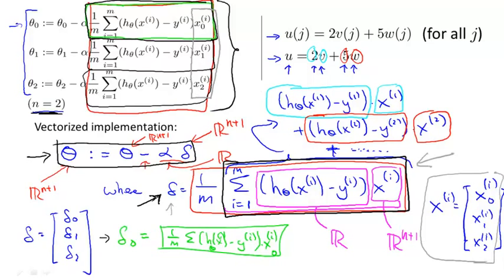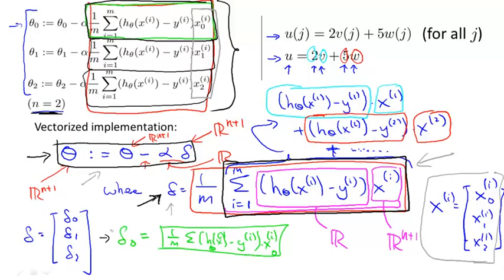So I hope this step makes sense, and do look at the video and see if you can understand it. In case you don't quite understand the equivalence of this math, if you implement it this way, it turns out to be the right answer anyway. So even if you didn't quite understand the equivalence, if you just implement it this way, you'll be able to get linear regression to work. But if you can figure out why these 2 steps are equivalent, then hopefully that'll give you a better understanding of vectorization as well.